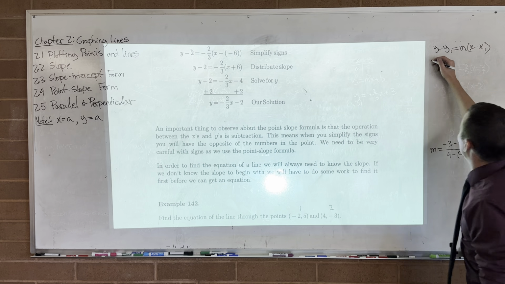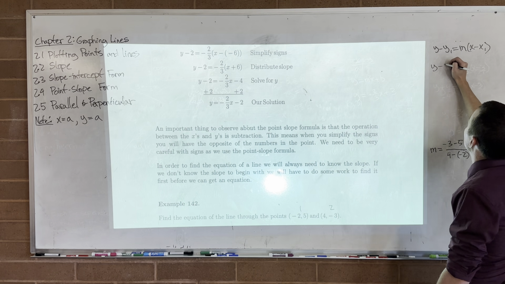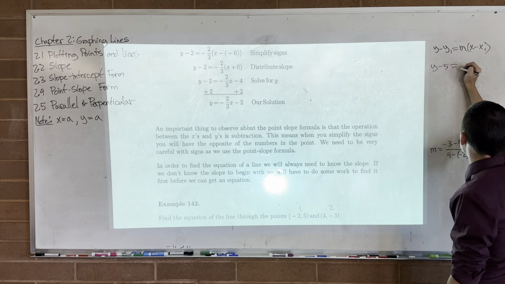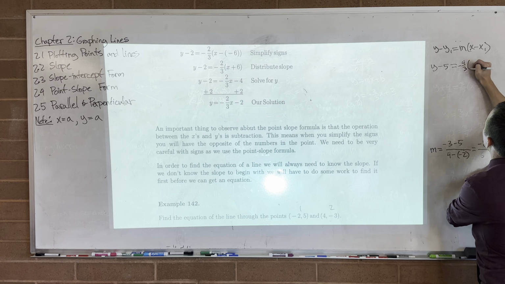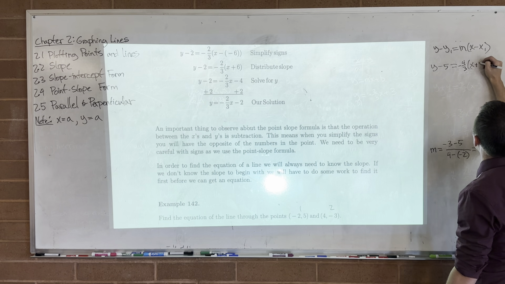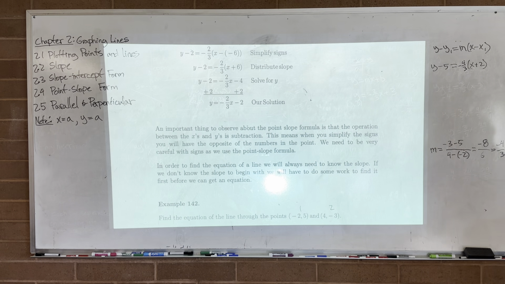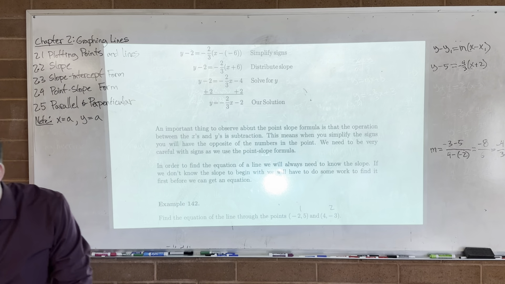Right? So now we can write this as y minus, what was y1? 5. 5 is equal to our slope, which is negative 4/3, times x minus, what's x1? Negative 2. So that becomes plus 2. Don't get confused by that. Minus negative 2, plus 2. Okay. And we'll see if that's how the author wrote it. Y minus 5. It's the same thing.